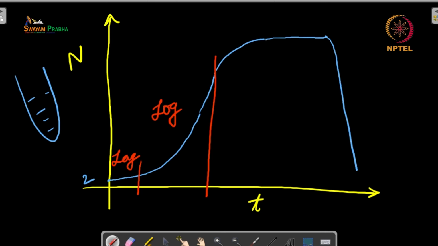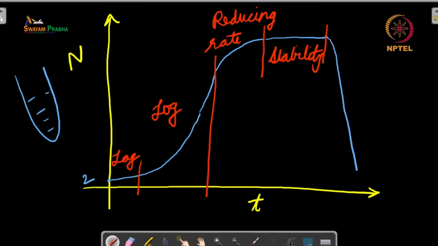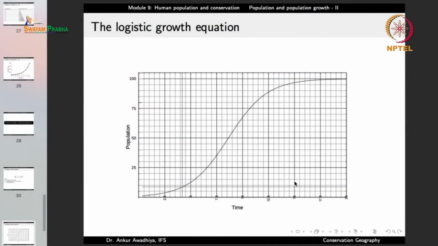Then we have a phase of reducing population growth, so a phase of reducing rate. Then we have a period of stability, where the population remains constant, and this may be followed by a phase of decline, where the population size reduces. So these are the various phases that are actually observed in various natural populations. So it shows an S-shaped curve, a sigmoidal curve.